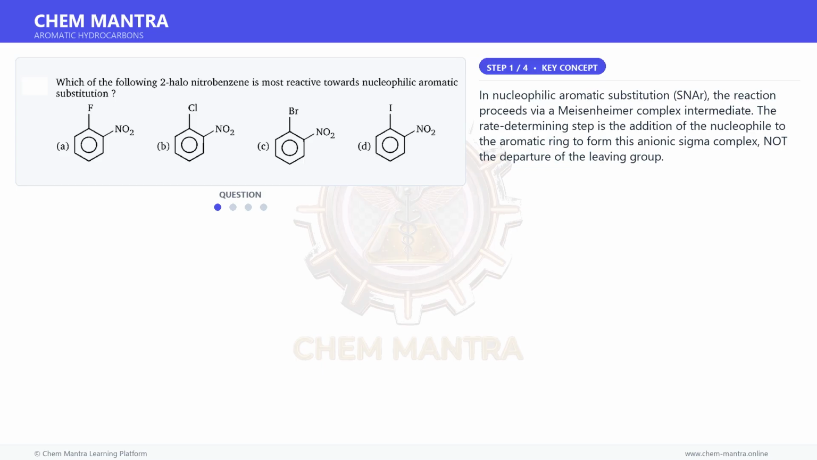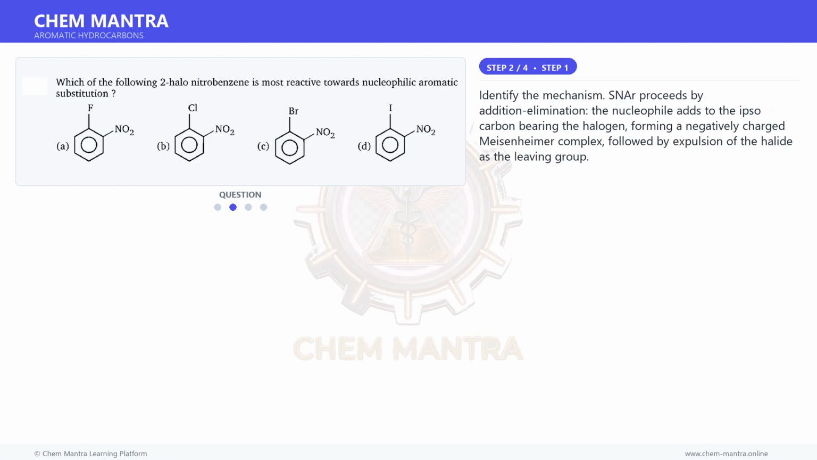In nucleophilic aromatic substitution, SNAr, the reaction proceeds via a Meisenheimer complex intermediate. The rate-determining step is the addition of the nucleophile to the aromatic ring to form this anionic sigma complex, not the departure of the leaving group.